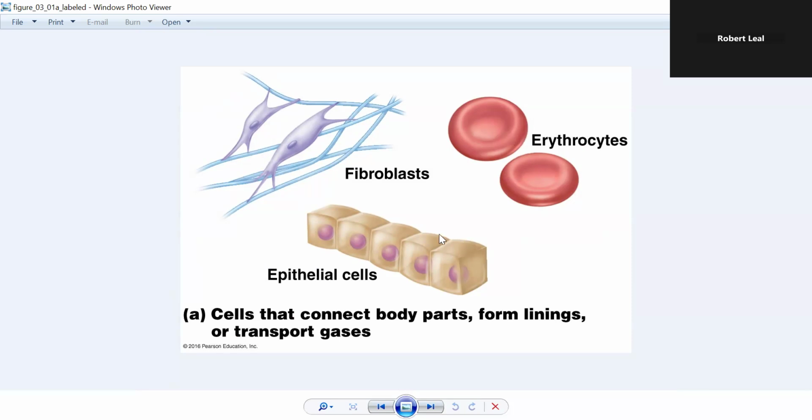Next picture, and the cells on the bottom are epithelial cells. These cells you tend to find making the top layer of your skin, the inner lining of organs, should there be a cavity within the organ, and also these membranes that surround your organs, like you saw in worksheet number 1, I believe. They're called serous membranes. You'll find those membranes are made up of epithelial cells.